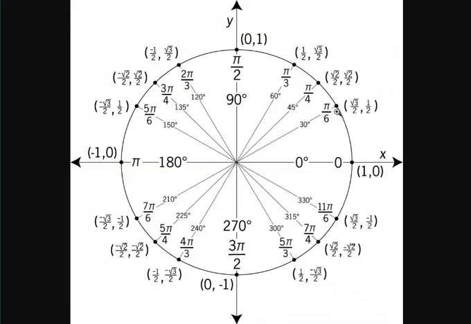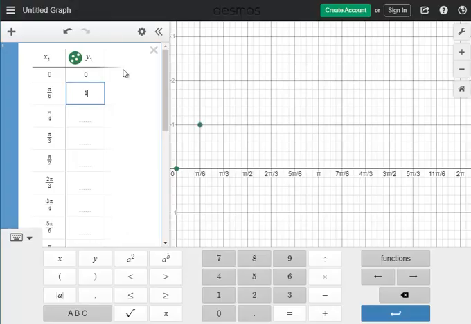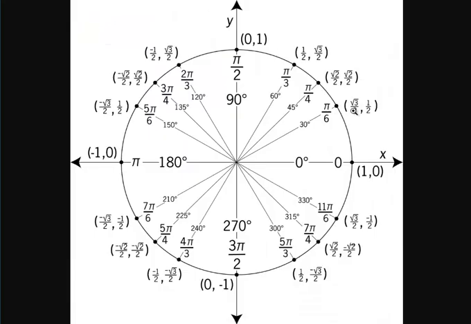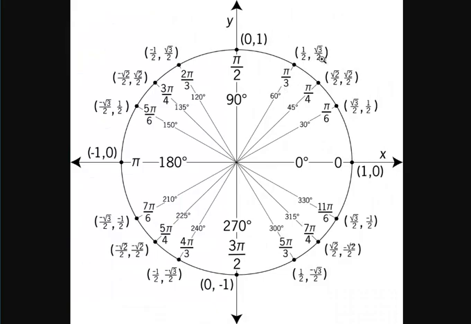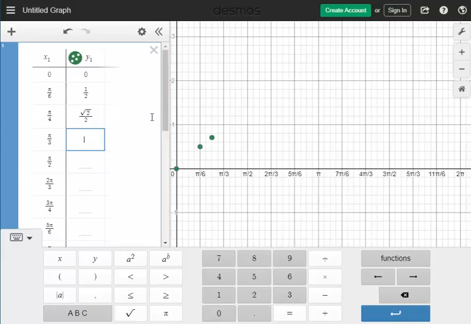Let's go to pi over 6, sorry. The y value for that is 1/2, so the sine of pi over 6 is 1/2, and there goes the dot. Now we'll do pi over 4: square root of 2 over 2. So we'll go ahead and put that in there. We're just going to start filling this in. So let's go. Pi over 3, square root of 3 over 2. Do that next.